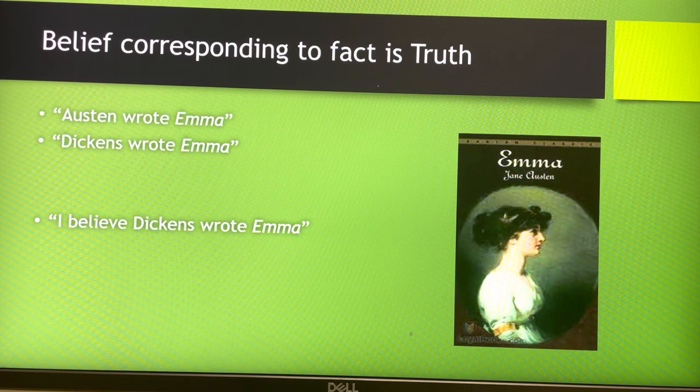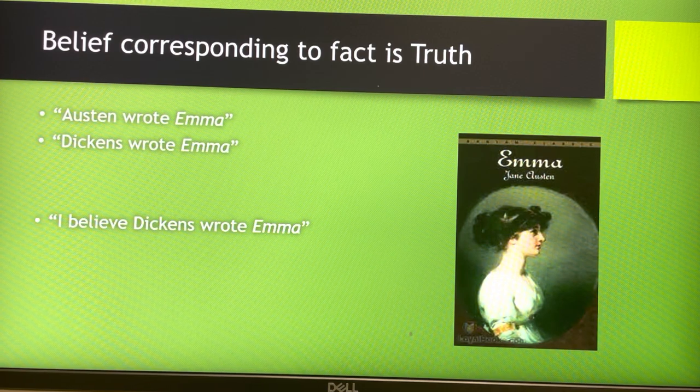Now, in most cases, this is quite simple. If I make the claim that Austin wrote Emma, then my statement is true. And you can see right on the screen there that there is the book with the author's name associated to it. And so there we have a true statement.